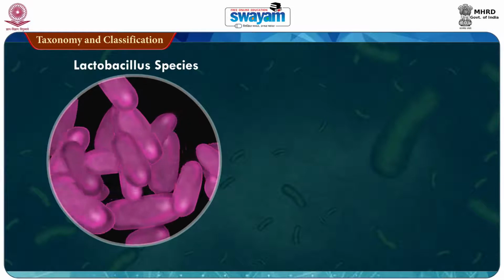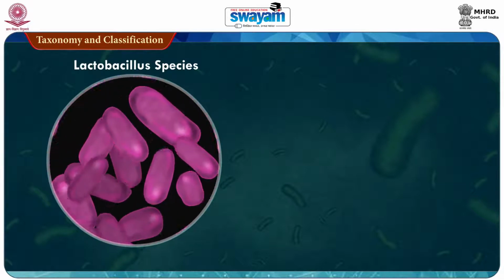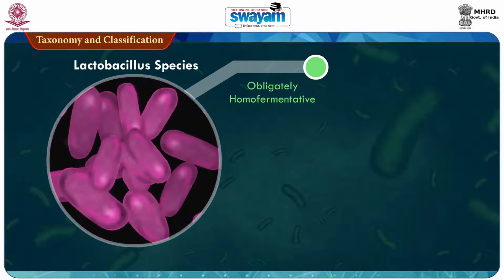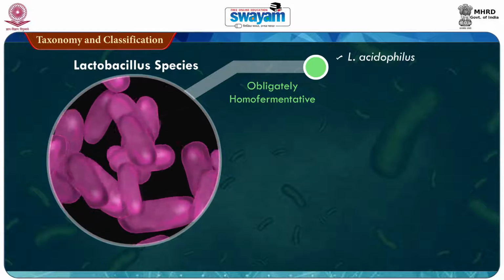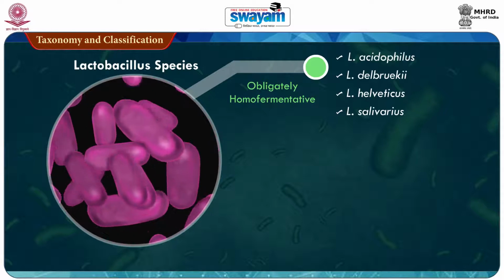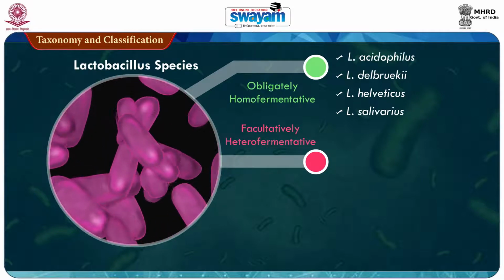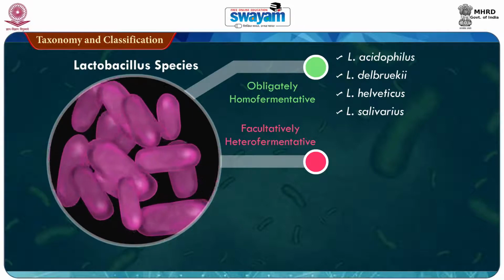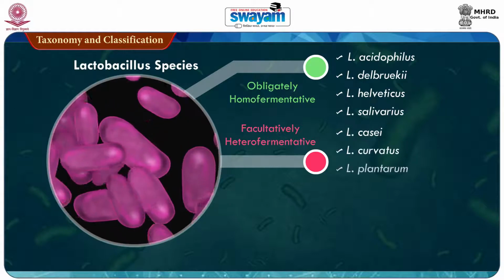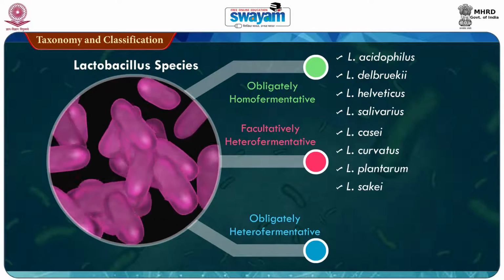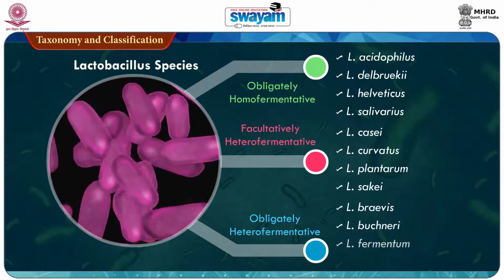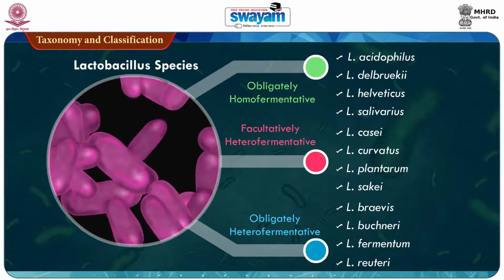According to metabolism, Lactobacillus species can be divided into three major groups. The first one is obligately homofermentative, that is group 1. It includes Lactobacillus acidophilus, Lactobacillus delbrueckii, Lactobacillus helveticus and Lactobacillus salivarius. Group 2 is the facultatively heterofermentative group. It includes different species of Lactobacillus and many more. The third group is obligately heterofermentative. It includes Lactobacillus brevis and other Lactobacillus species.